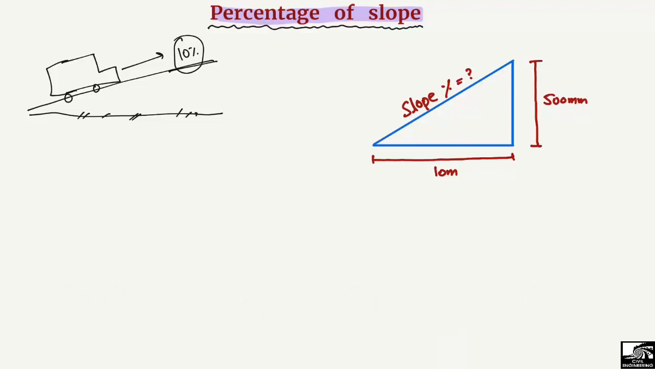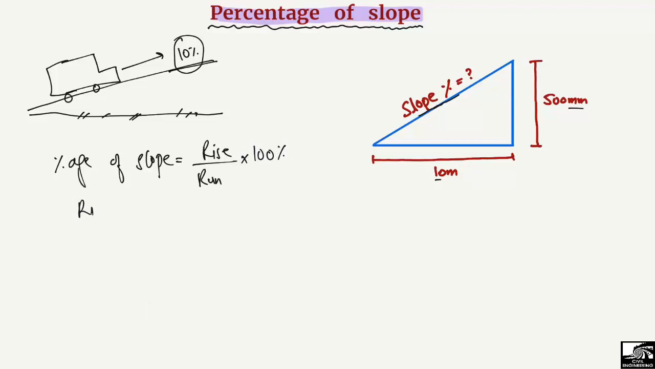Here we take an example of a road, and we want to find its slope in percentage. The horizontal measurement of this road is 10 meters and its vertical is 500 millimeters. So how do we find the percentage of slope? Percentage of slope is equal to rise divided by run, multiplied by 100%.